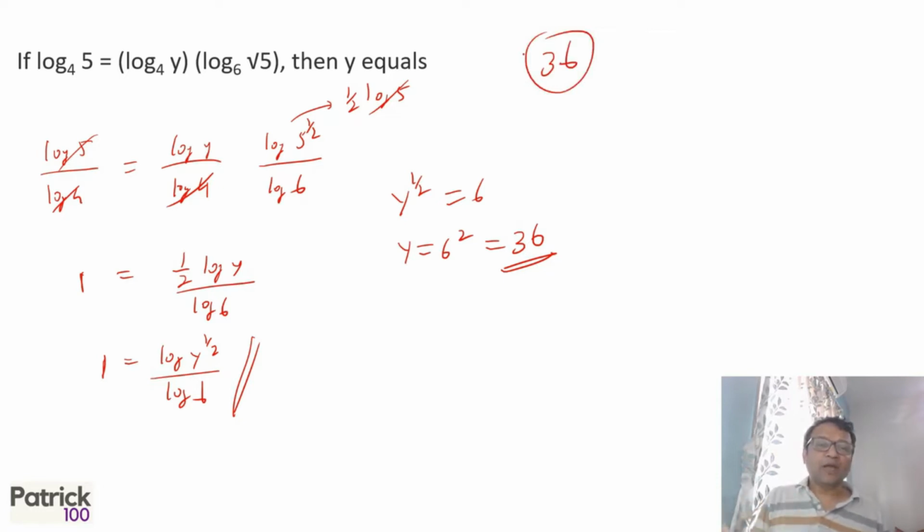You can make out that log 5 and log 4 will get cancelled on both the sides. And because of this root 5, half will remain on top. So root 5 will come out, will become half. Okay, so that means you have basically again half log y upon log to the base 6 should be equal to 1. From there you can make out 6 is equal to y raised to half and then solve it as y equal to 6 square. So if you know these steps, you can do it orally and try to get the answer.